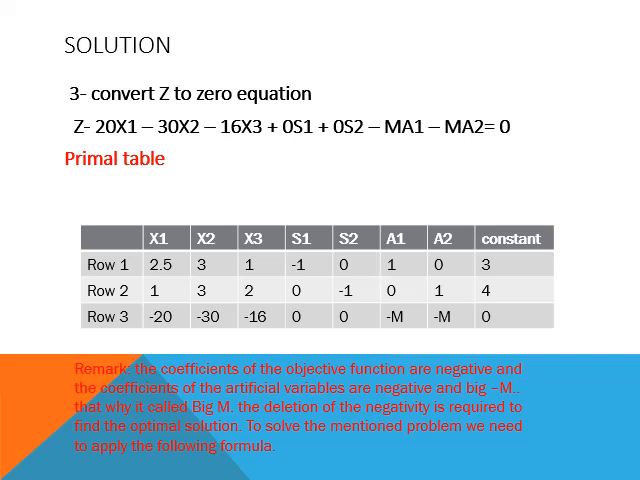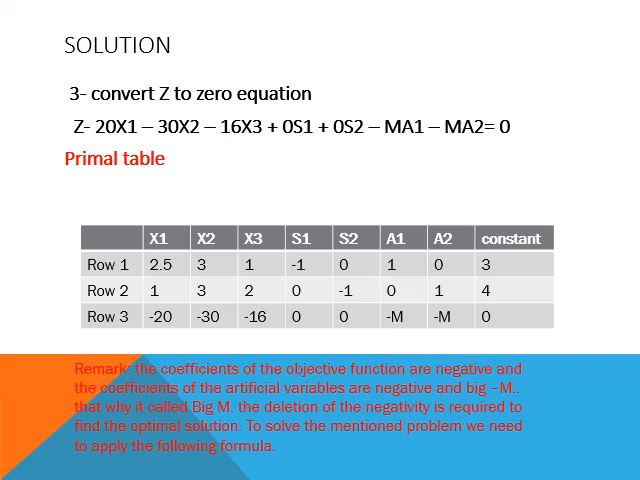Step 3, convert z or the objective function to a zero equation. So take the terms from the right side to the left side, and we capture that: z negative 20x1, negative 30x2, negative 16x3, plus 0 s1 plus 0 s2 minus Ma1 minus Ma2 equals 0.